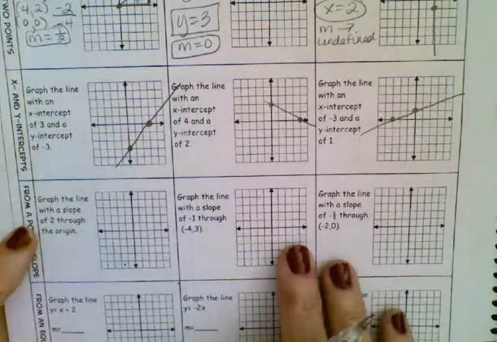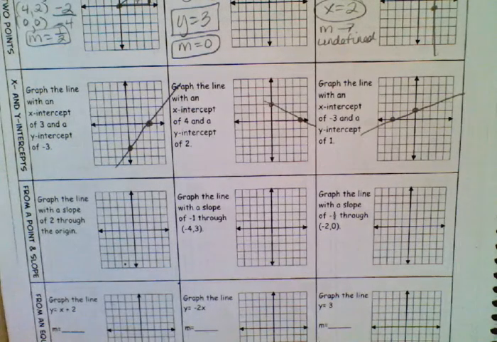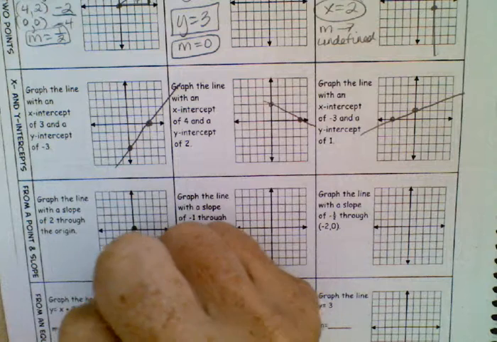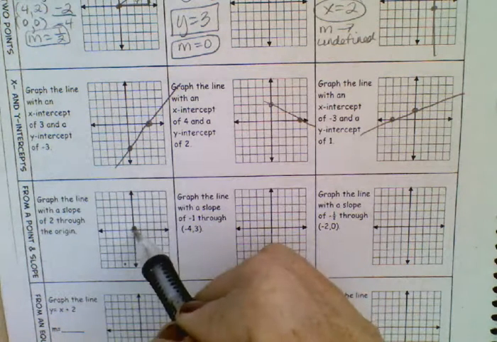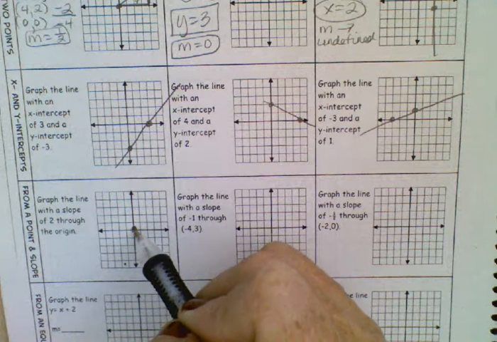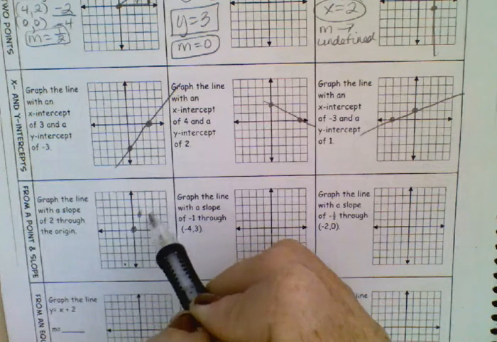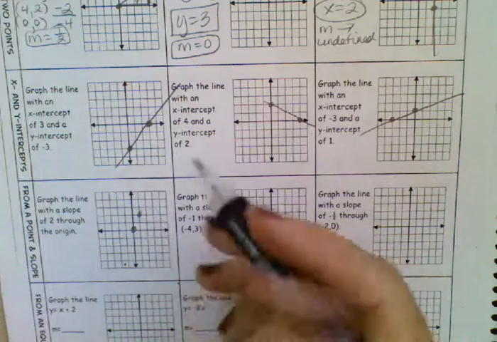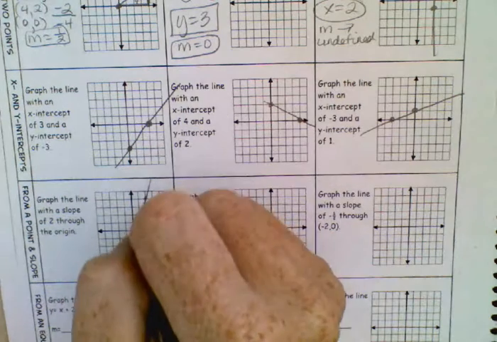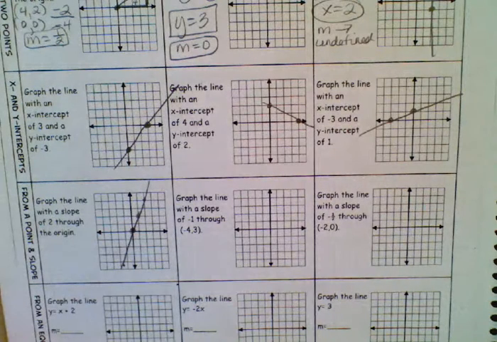Shane, graph the line with a slope of 2 through the origin. So where's the origin? 0, 0. That gives you a point, right? 0, 0 is a point. And now if I'm going to do a slope of 2 from that point, how far do I go up and over? Up 2 over 2. Up 2 over 1, good. If I went up 2 over 2, that's actually a slope of 1, isn't it? Because 2 divided by 2 is 1. Yeah, good. Excellent.